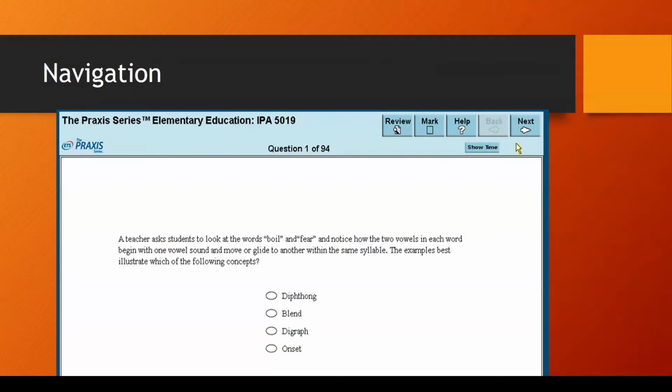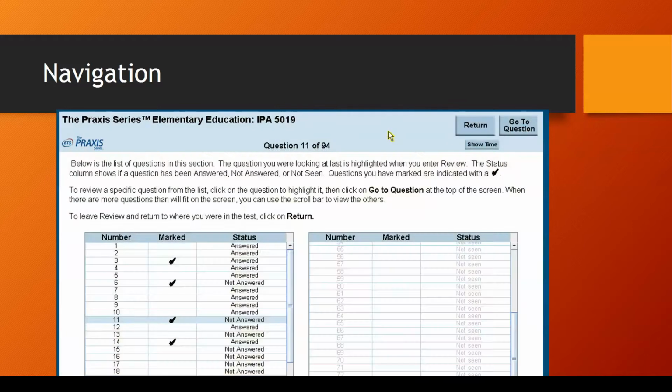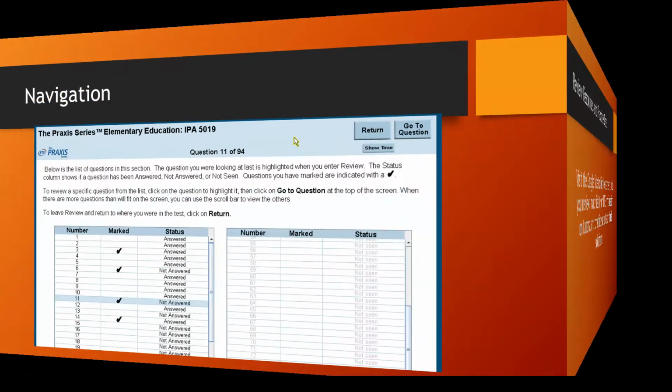A note on navigation. The Praxis allows you to mark a question to revisit. That means you can answer a question, but if you have doubts, it will remind you to return for a second look. Or, if you can't answer a question, you can mark it as a reminder to return, both by clicking the Mark button at the top of the screen. You can click on the Review button and you will see a screen with questions you marked indicated. You can then select a question and go back to it.